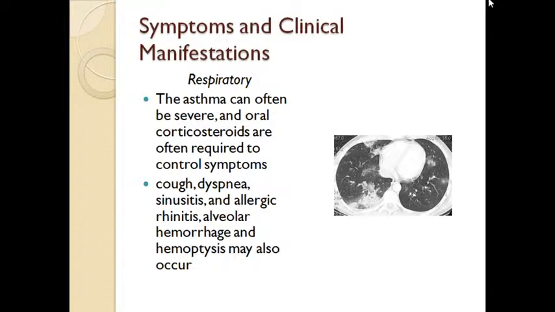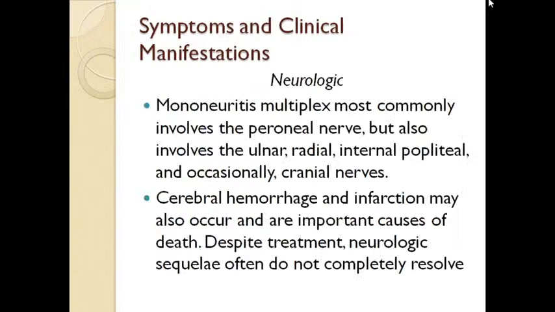Respiratory symptoms, including asthma, can often be severe, and oral corticosteroids are often required to control symptoms. Cough, dyspnea, sinusitis, allergic rhinitis, alveolar hemorrhage, and hemoptysis may also occur. Neurological symptoms include mononeuritis multiplex, most commonly involving the peroneal nerves, but also the ulnar, radial, median, and other cranial nerves. Cerebral hemorrhage and infarction may also occur, important causes of death. Despite treatment, neurological sequelae often do not completely resolve.